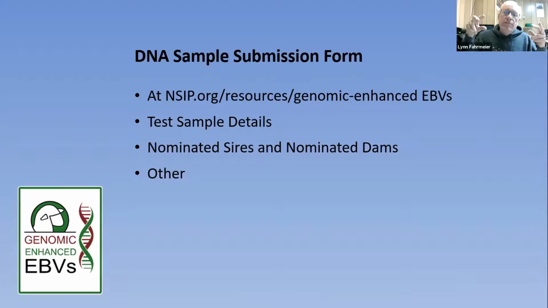So for an animal that has very little ancestral data or progeny data in NSIP, we're going to get the best bang for our buck by sampling those animals. But an animal that has a ton of NSIP history already, we're not going to get as much of a benefit, especially in animals that have already produced progeny.